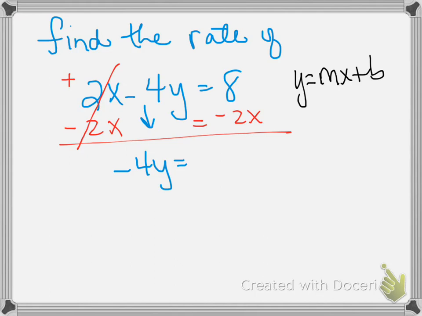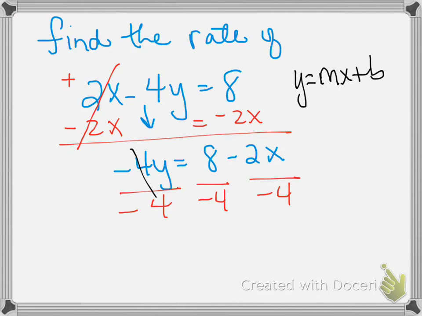Now remember, this is going to be 8 minus 2x. We're not adding or subtracting those. Now, what's my variable? It's y. What's being done to this y? It's being multiplied by negative 4. So what's the opposite of multiply by negative 4? Divide everything by negative 4.